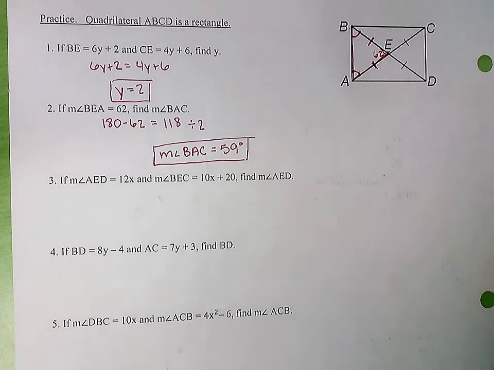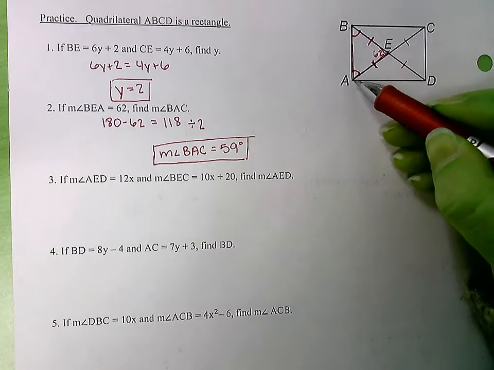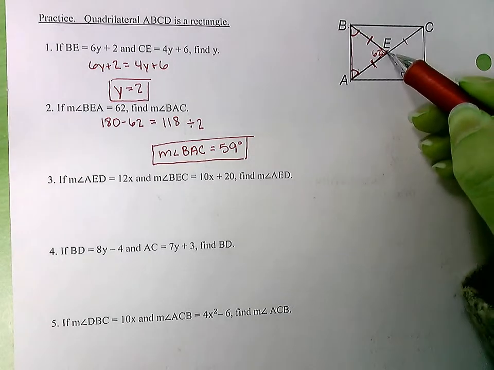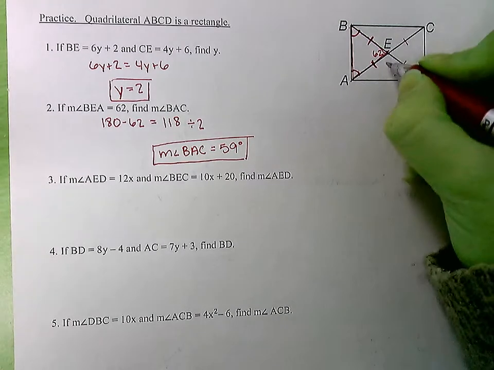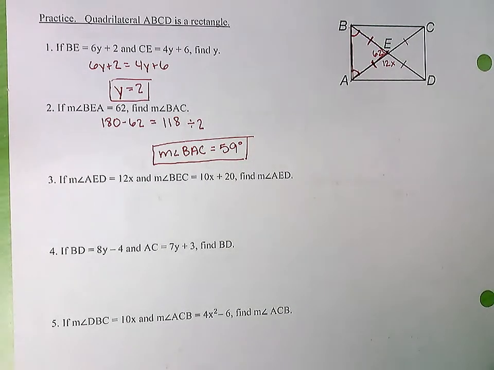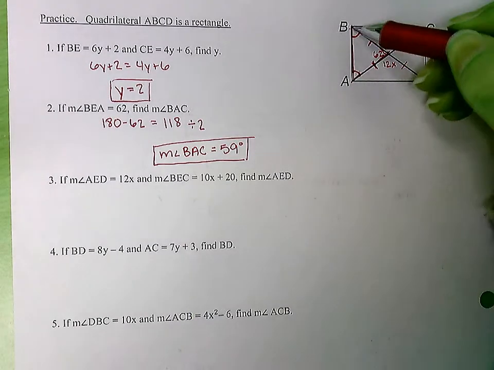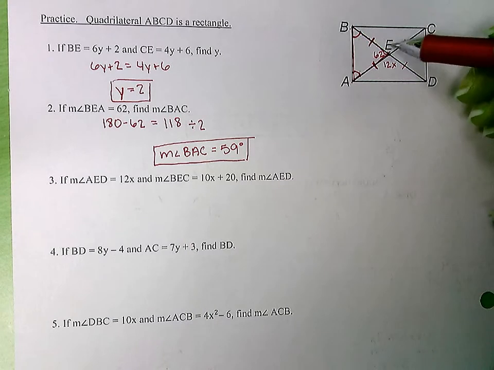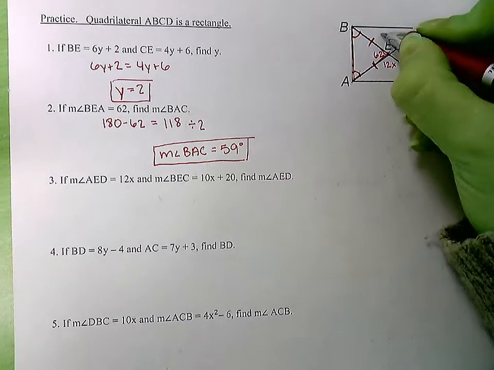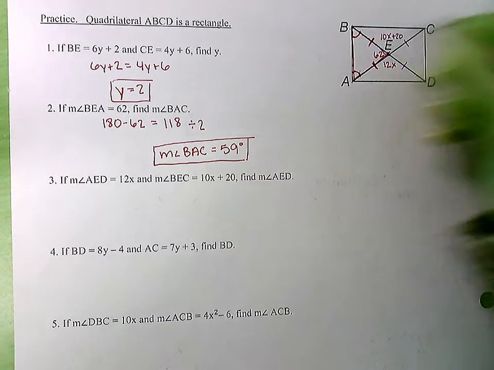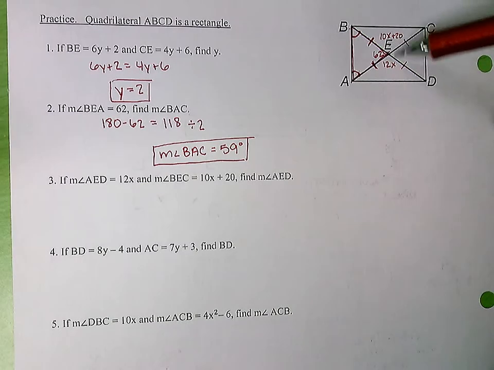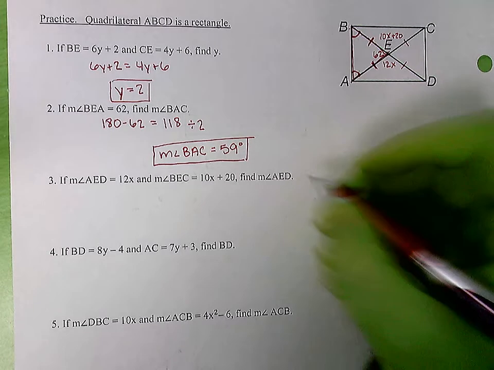Next, in number 3, we have angle AED is 12x. And angle BEC, this one right here, is 10x plus 20. These two angles are vertical angles.